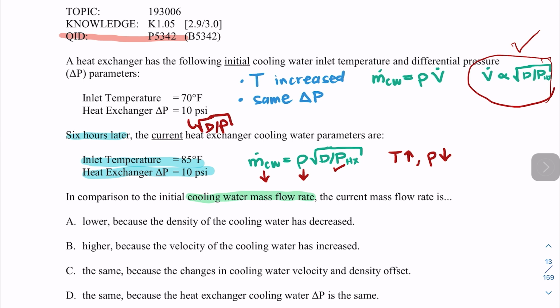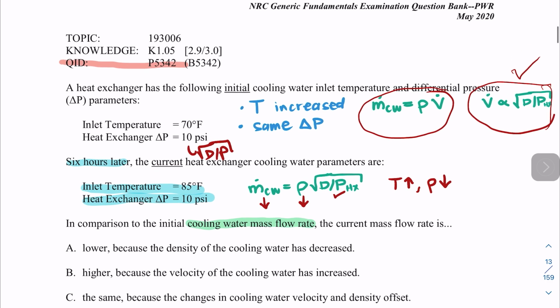So next it's telling me, in comparison to the initial cooling water mass flow rate, now I know that I have mass flow rate, okay? So I know that I'm gonna use this formula. My mass flow rate from my cooling water is gonna be equal to the density, and this density, guess what, has to do with temperature, is gonna be affected by temperature. I can multiply my density times my volumetric flow rate, but I know that my volumetric flow rate is proportional to my differential pressure.